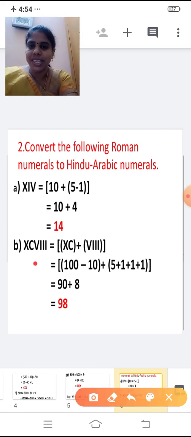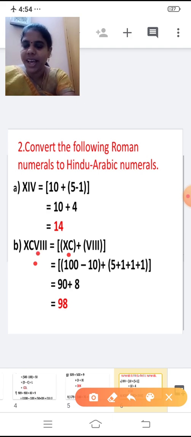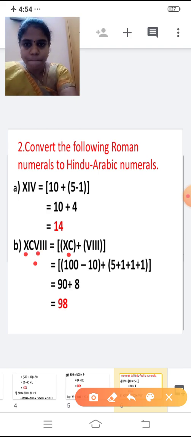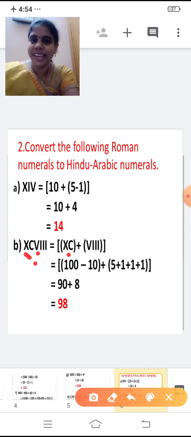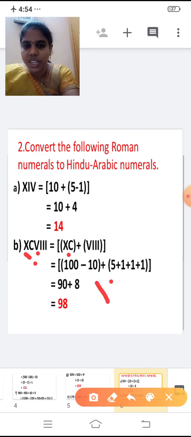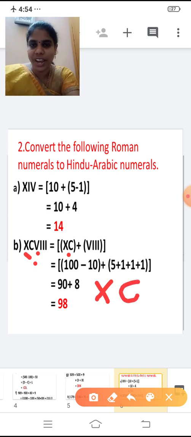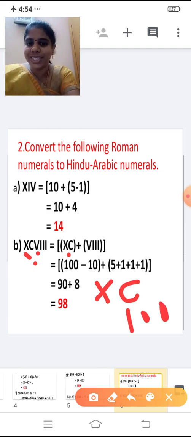Second one. X, C, V, I, I. Now shall we write like this? XC plus VII. Now what is the value? If the smaller one is placed before, see the value of C is greater, right? The value of C is 100 and value of X is 10. So what you have to do? You have to subtract the smaller one from the larger one.